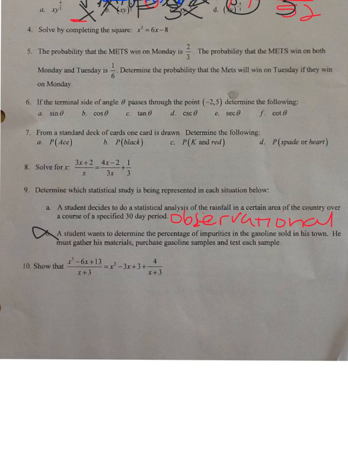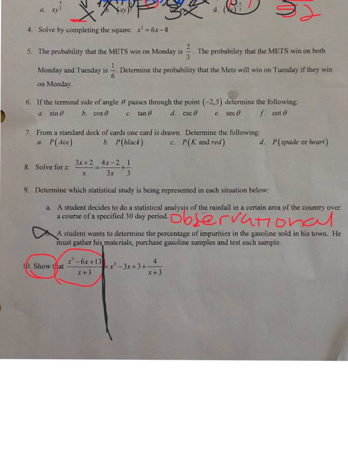Okay, so let's take a look at 10. All right, so 10 says, show that this is equal to this. This word show means it's kind of like a proof. You have to show that it's actually true. So this here is a division problem. What you need to know is when you're going to show something, you never cross over to the other side.